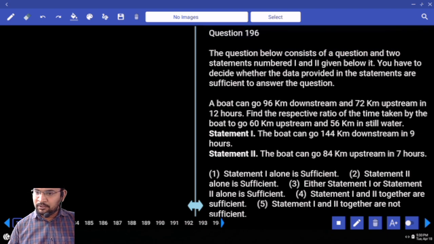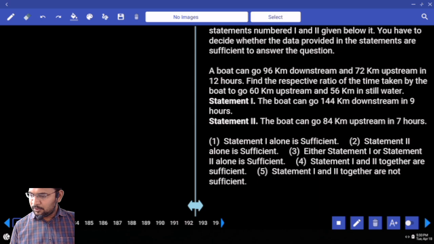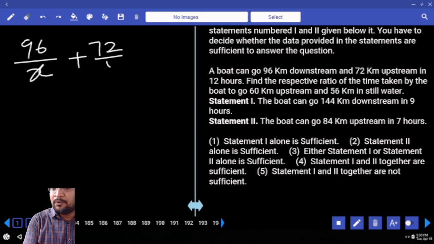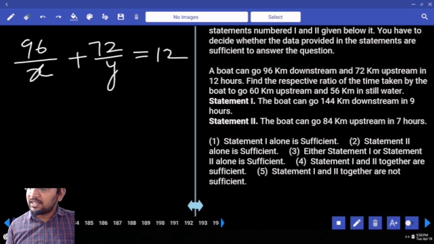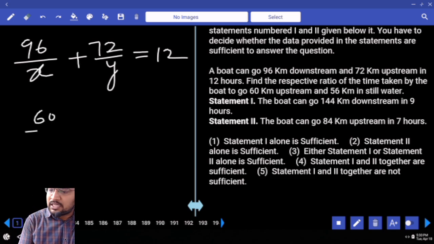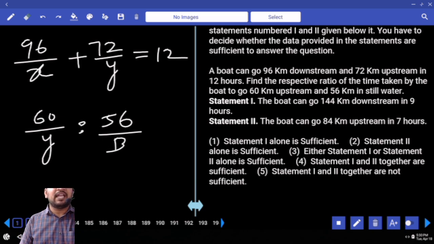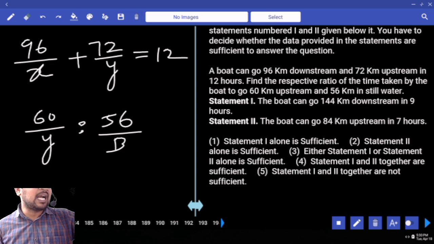What is the first question? A boat can go 96 kilometers downstream, where downstream speed is x, and 72 kilometers upstream, where upstream speed is y, in how many hours? 12 hours. Find the respective ratio of the time taken by the boat to go 60 kilometers upstream and 56 kilometers in still water, which is b. With the help of b only, not upstream or downstream.